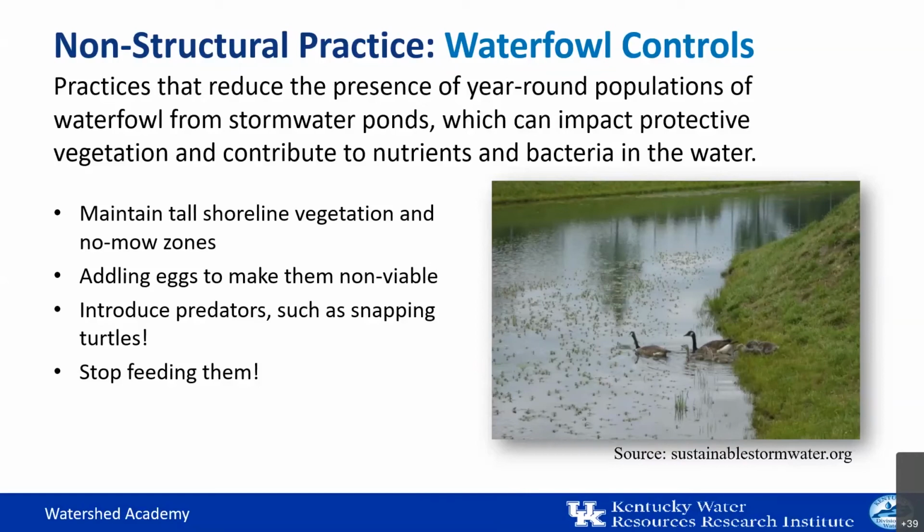Addling eggs, which is something I had to look up. The Humane Society even provides guidance on how to make the eggs non-viable to reduce populations through either coating them with oil or just removing them. You can also introduce predators, which might not be so popular in urbanized areas, and then just simply stop feeding them, which is often easier said than done.